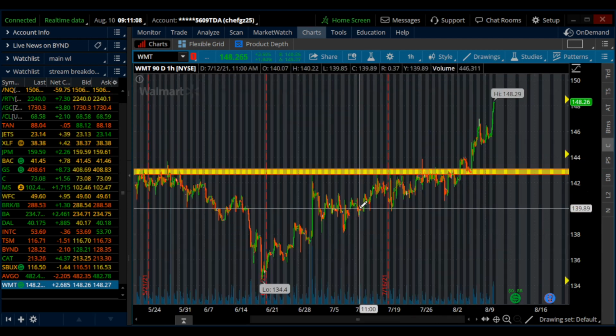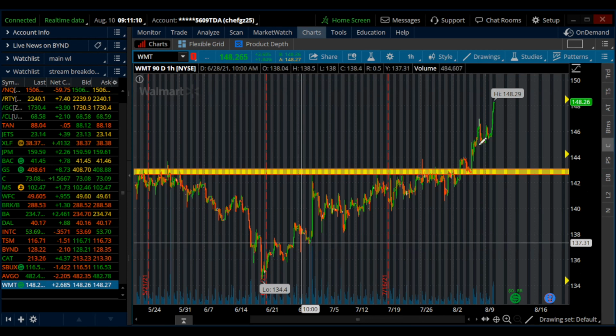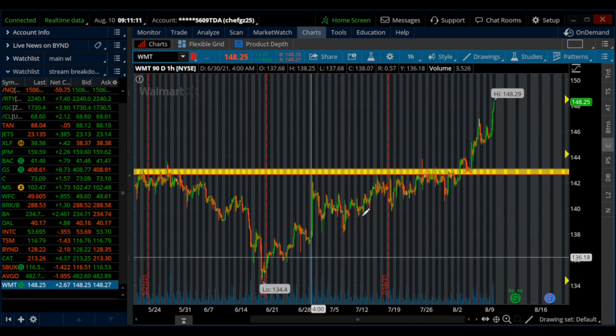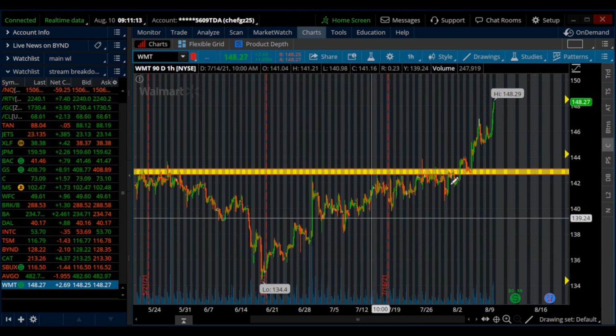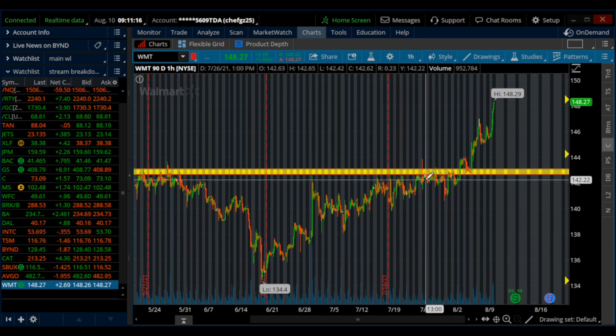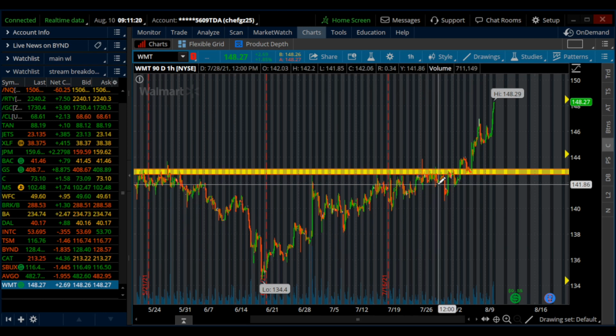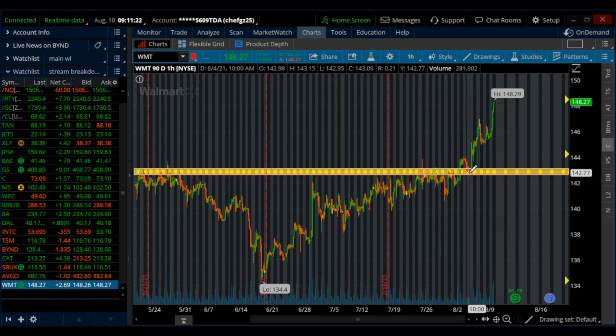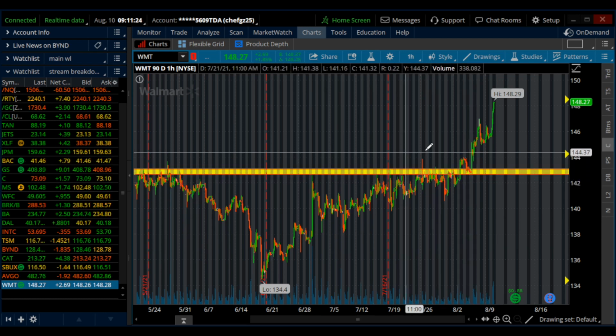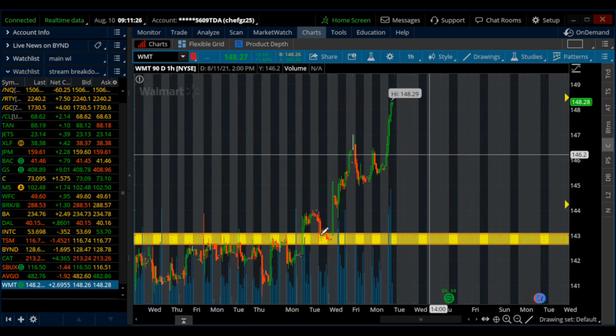But beside the point, you still want to see this nice staircase pattern. The staircase pattern started happening here while everybody kept saying that Walmart's a slow mover, it's a horrible stock, and it's chop, and you lose a lot of money. Well, look what you truly missed out. You missed on something that could have made you a lot of money had you been patient.